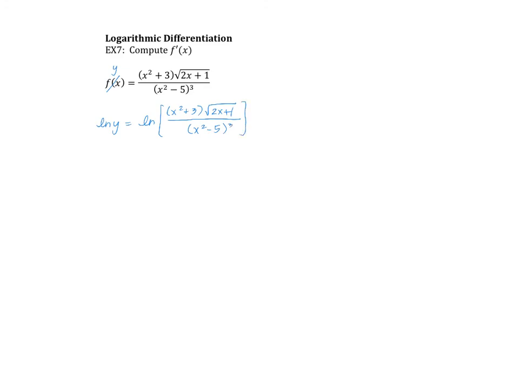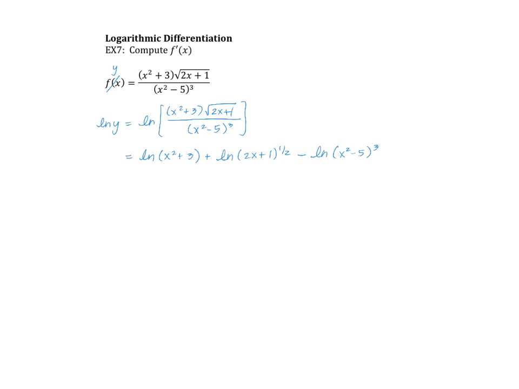So what I'm going to attempt to do is expand this out all the way. So this is going to be the natural log. Everything on the top is plus. So natural log of x squared plus 3 plus the natural log of, and I don't like square roots, I'm going to write this as 2x plus 1 to the 1/2 power. The denominator is going to be the minus natural log of x squared minus 5 to the 3rd power.